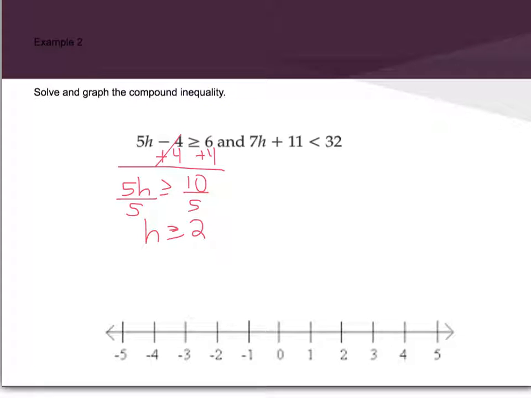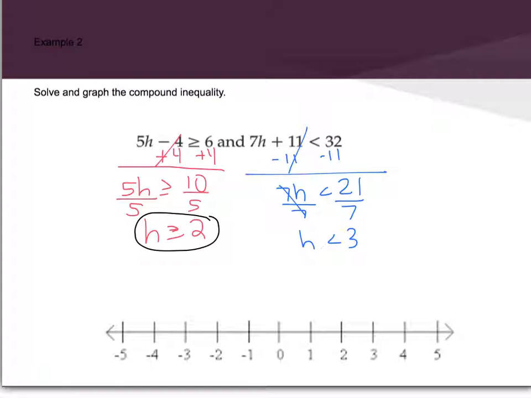And then I have 7h plus 11 is less than 32. So I take away 11 from both sides. And I have 7h is less than 21. I divide by 7. We're not dividing by a negative, so I don't have to worry about the symbol flipping. So I have these two inequalities.